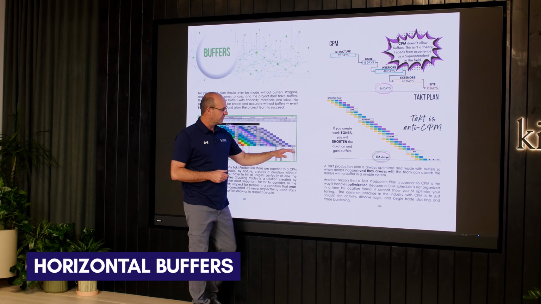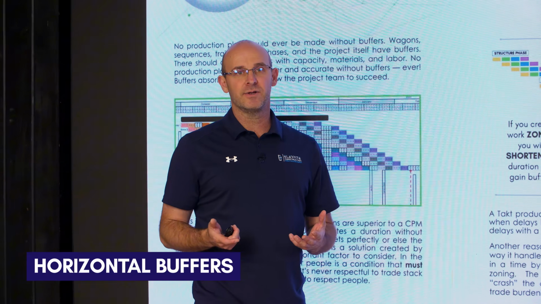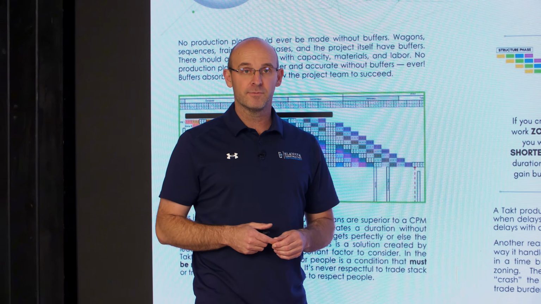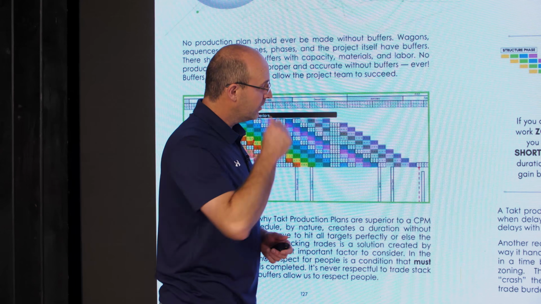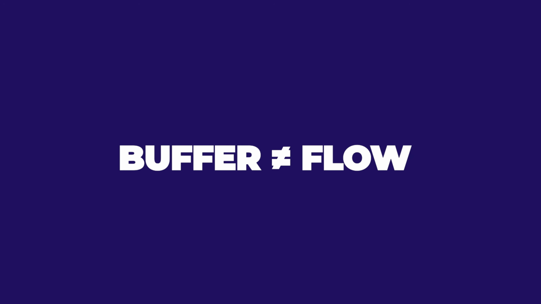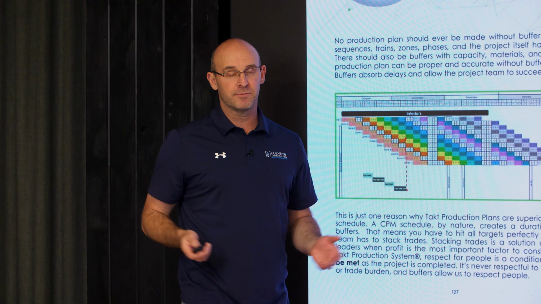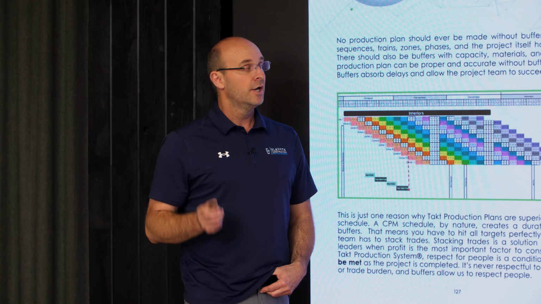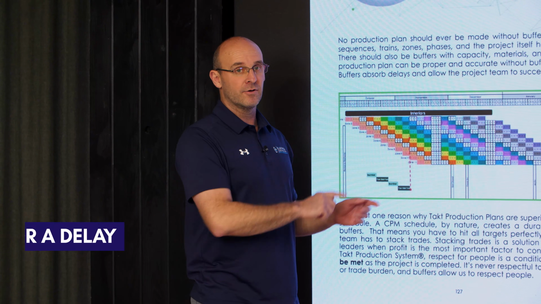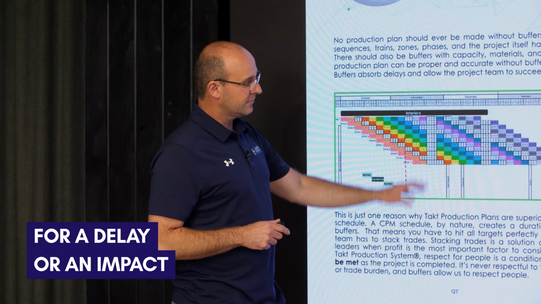But the horizontal buffers, which will typically end up being your calculated end buffer, are to buffer the entire project from delays and impacts. And I want you to know that a buffer is different from float. Float contractually typically can be shared by you and the owner, or the owner owns it. Buffers are owned by the contractor and are specifically for a delay or an impact. So we have to have them.